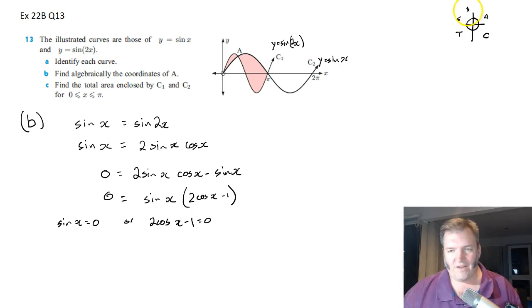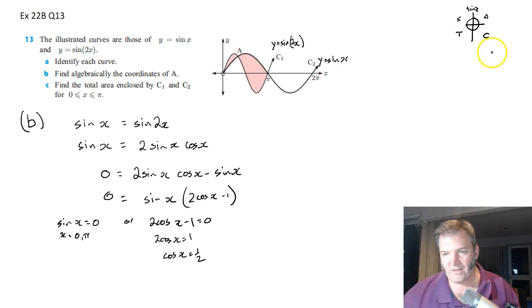Obviously, this is my sine of x, or sine of theta axis. If that's sine of x, then it's 0 over here at the start, and over here. So we've got 0, pi, and 2 pi radians. You can see here we only need to go up to pi though, so x is going to equal either 0 or pi for the domain we're looking at in part C. So that's fair enough. This other one, 2 cosine x minus 1 equals 0, is the same as 2 cosine x equals 1, so cosine x equals a half.